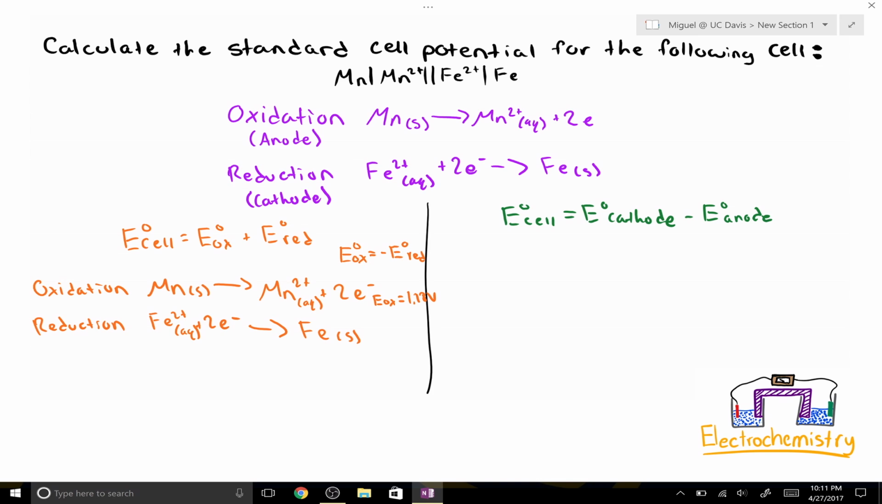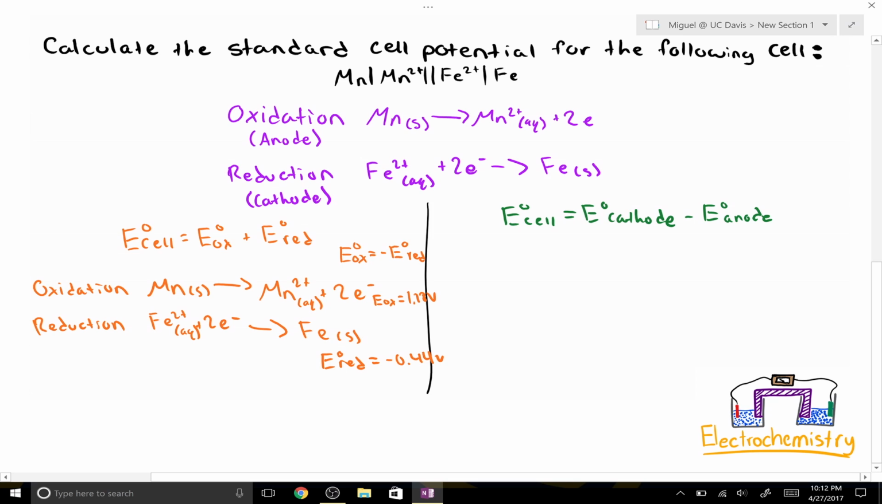Now for the reduction half reaction. Because we're using a standard reduction potential table, we don't have to do anything to change the reduction potential for this. So for E reduction, that's just going to be equal to the reduction potential of negative 0.44 volts.